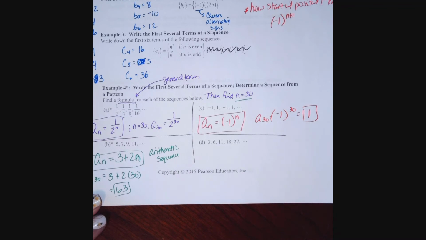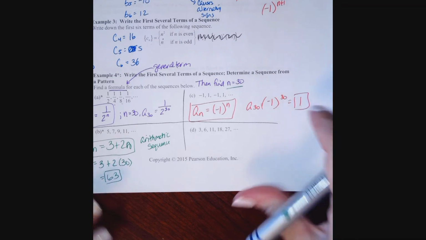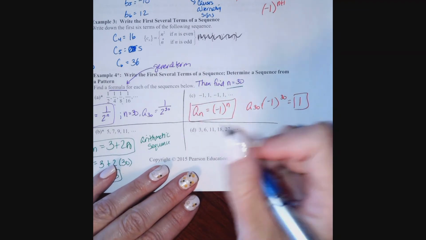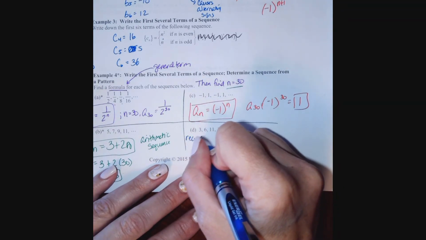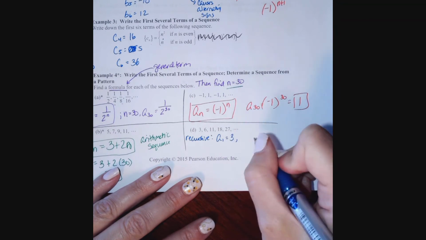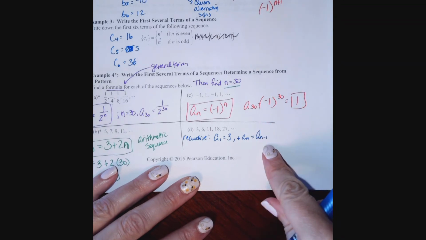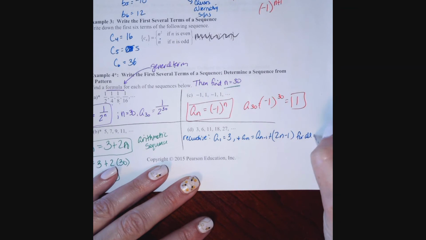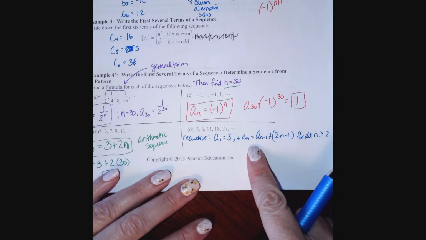And finally, this last one is a little bit trickier. I have 2 different general terms for this. The first one is what we call recursive, where you have to know the term before. This is one that one of my groups in class came up with. I was really, really proud of it. They said if we want to define it recursively, my first term would be 3, that's given. And then my general term from that is going to be the previous term, a sub n minus 1, plus 2n minus 1, and that's good for all n greater than or equal to 2. Now this works. This is an excellent recursive definition.